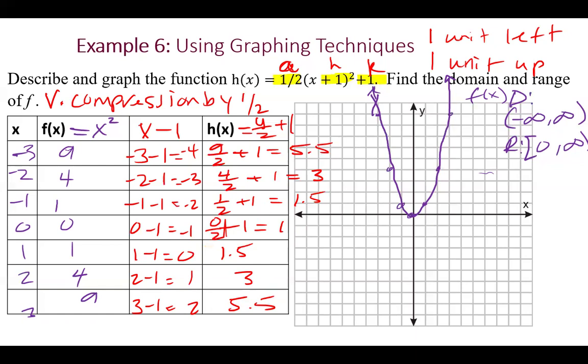So what I'm plotting, I'm going to make sure we're all on the same page. So our new points are going to be at -4 and 5.5, -3 and 3, -2 and 1.5, -1 and 1, 0 and 1.5, 1 and 3, 2 and 5.5. Do we see that? And if we did it correct, our graph should be compressed vertically and shifted 1 unit to the left and 1 unit up compared to the parent function.